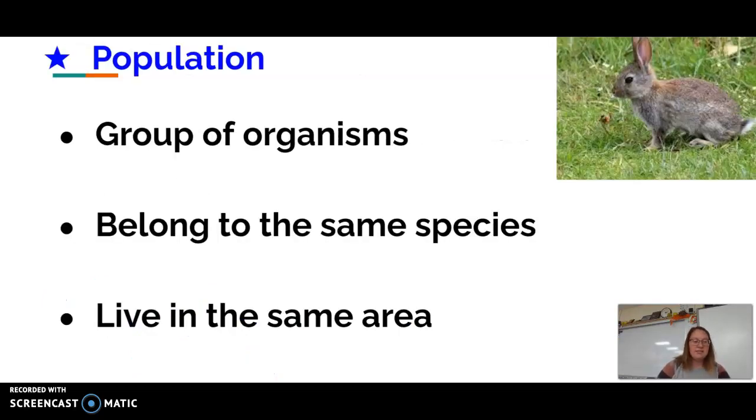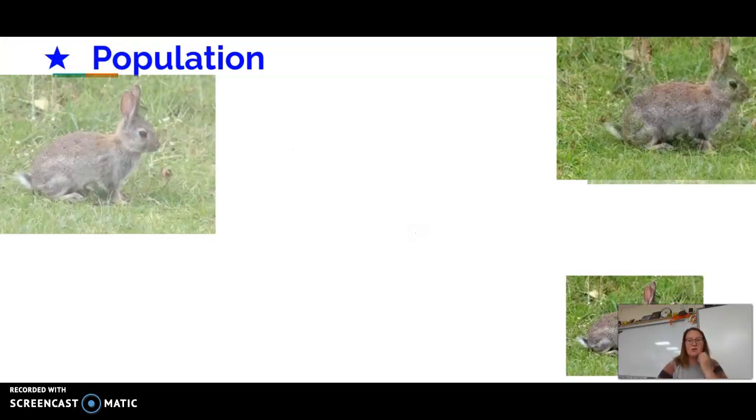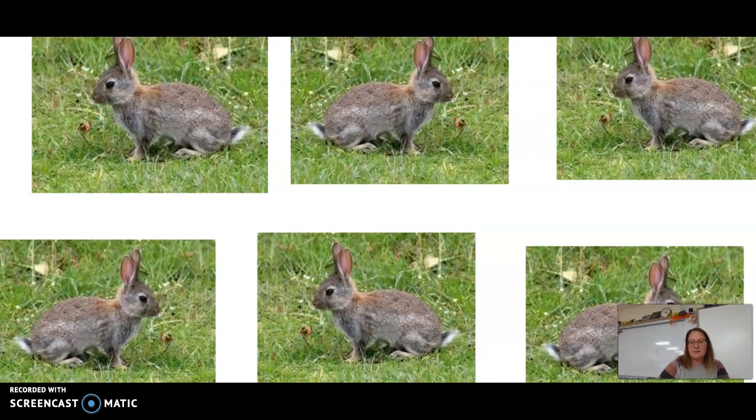A population is a group of organisms that belong to the same species living in the same area. So we have a rabbit on this slide. Now we're going to look at all of these rabbits on the slide. You can tell that they're in the same species. They're also in the same group or in the same area. So this is representing a population.